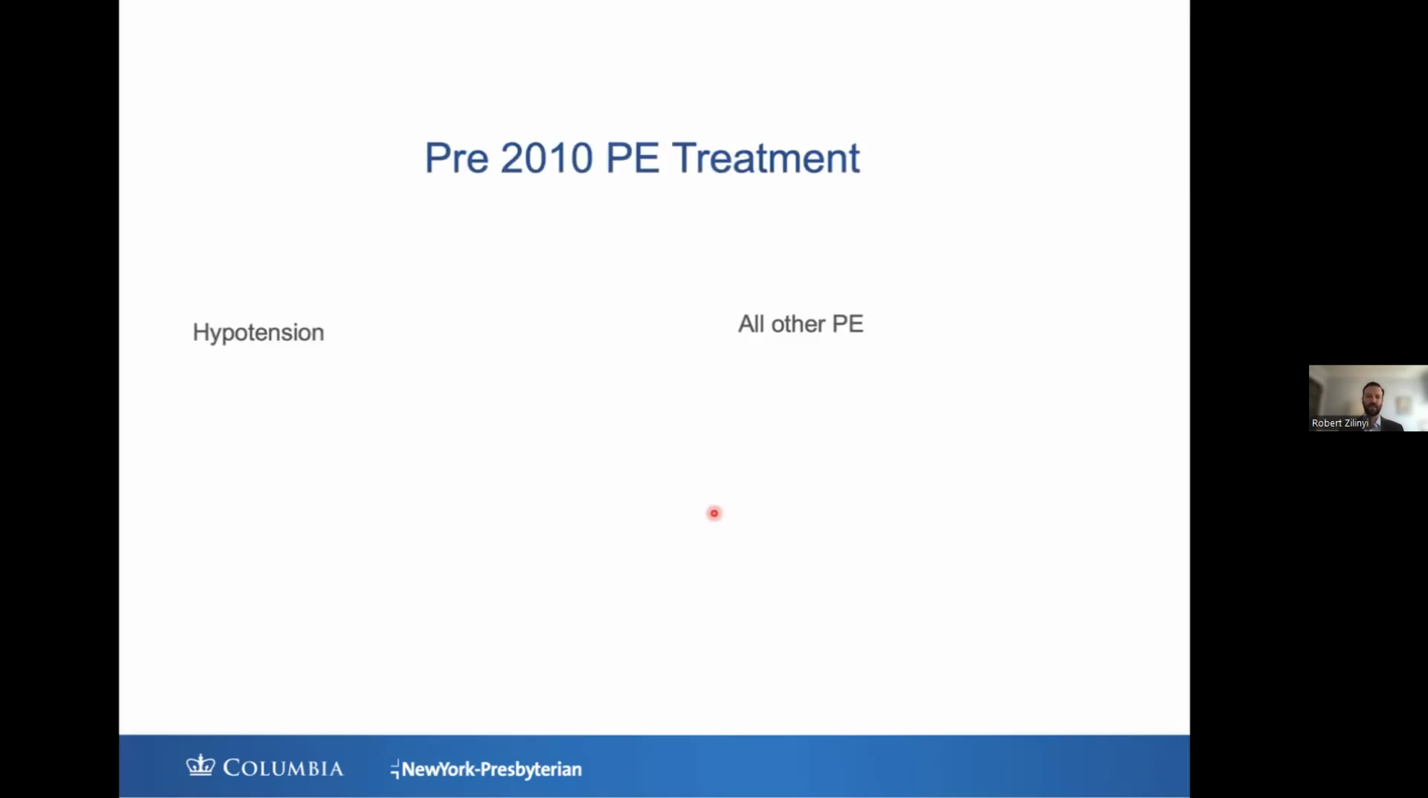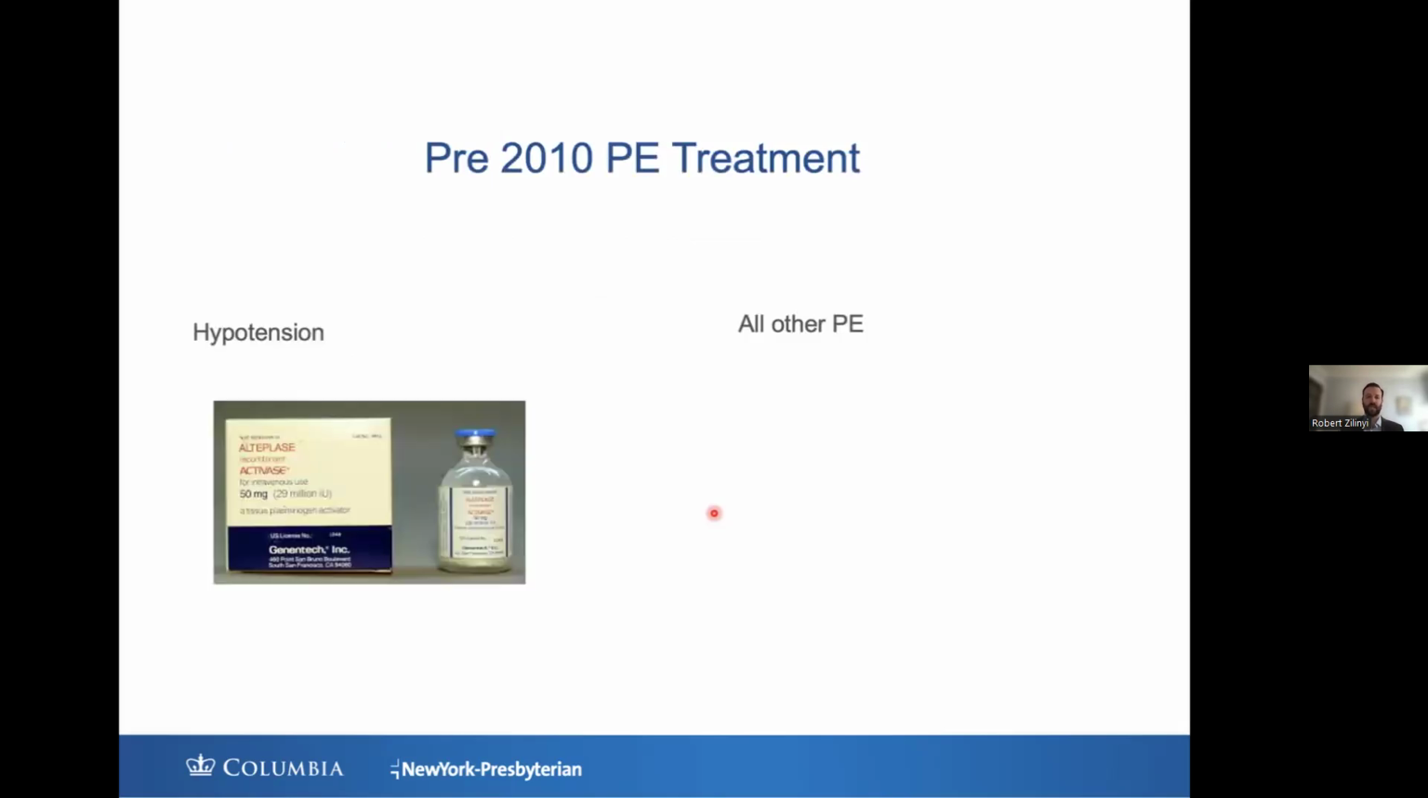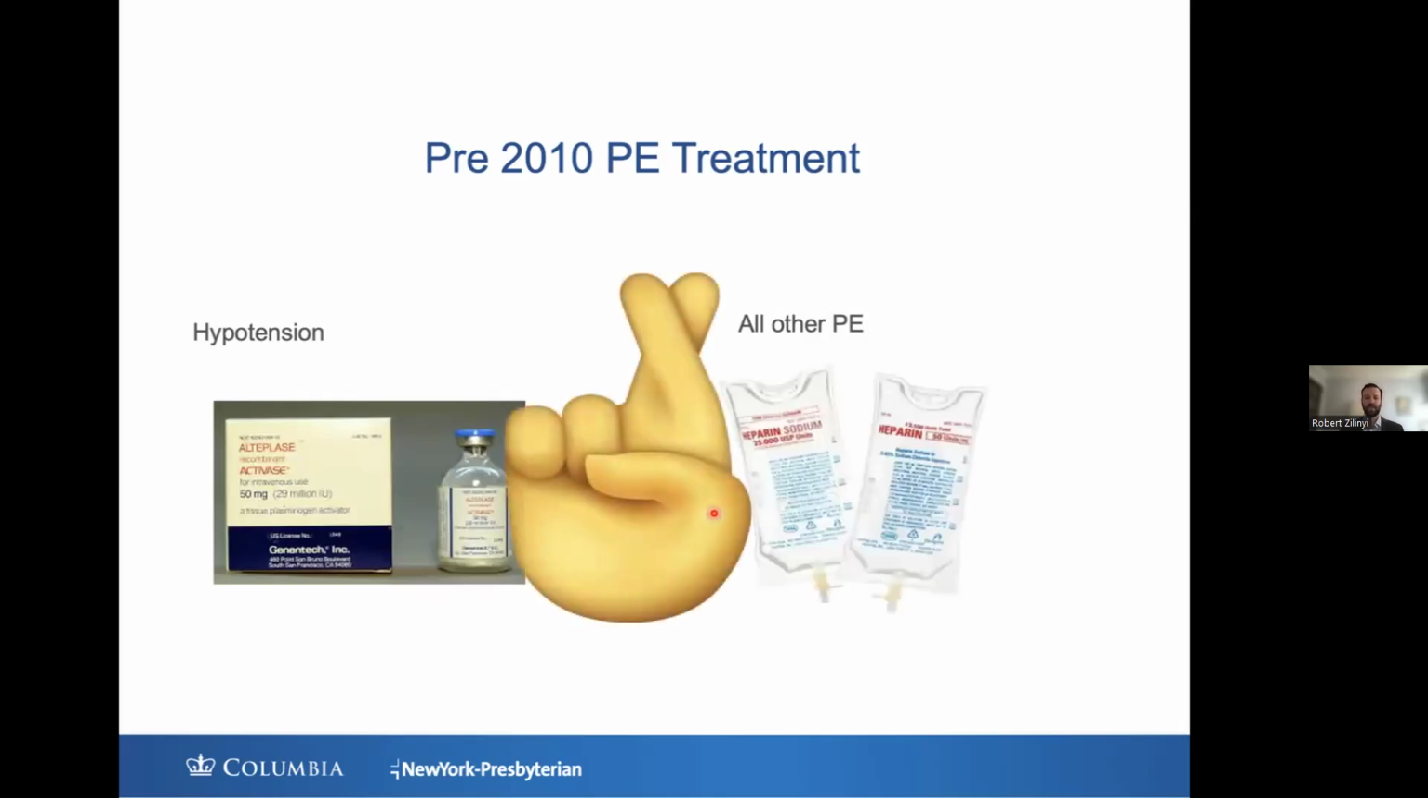Before 2010, our options for patients with PE, if you came in with shock and hypotension, you got lytics. Everyone else got systemic anticoagulation. We hope for the best.